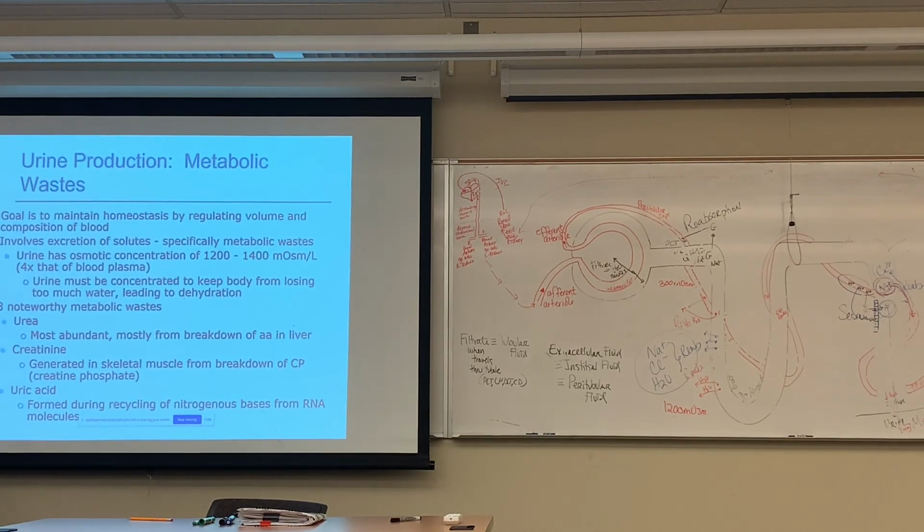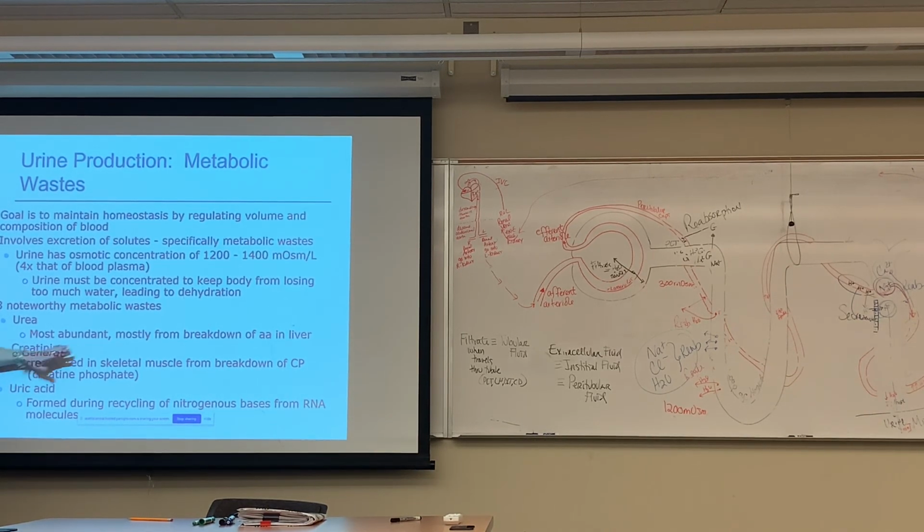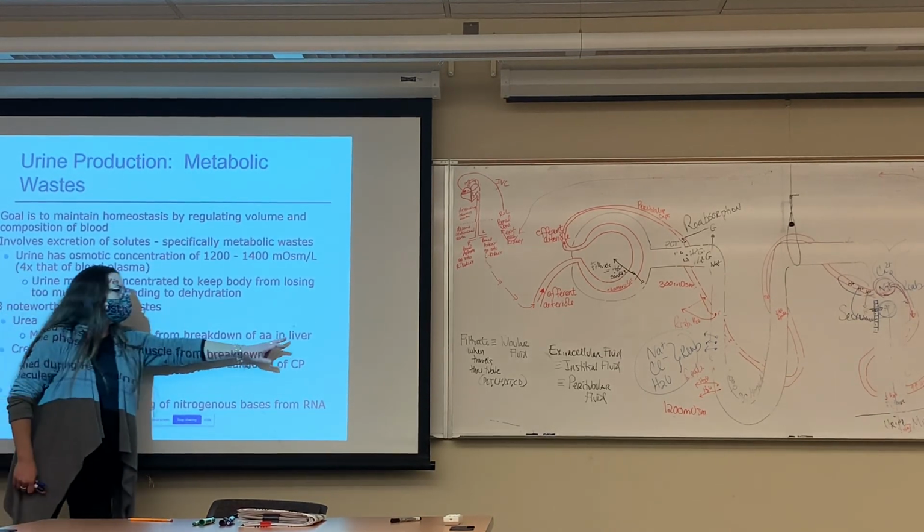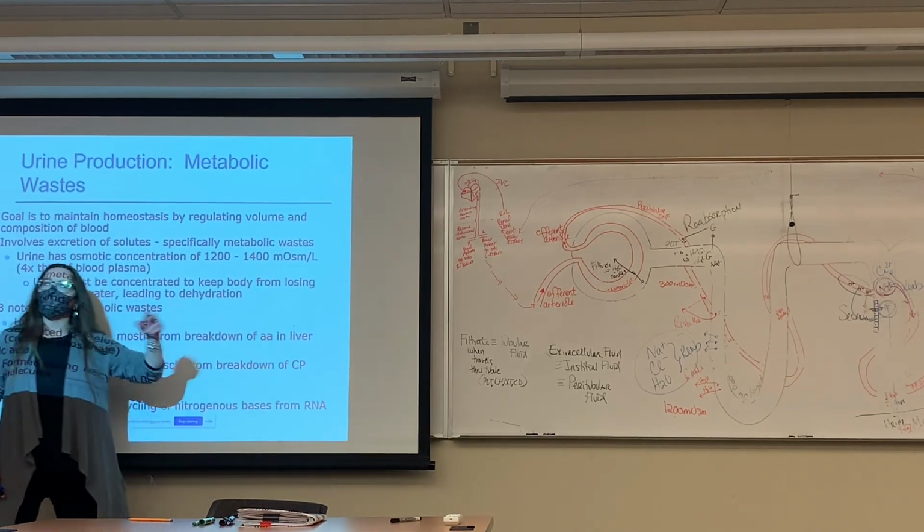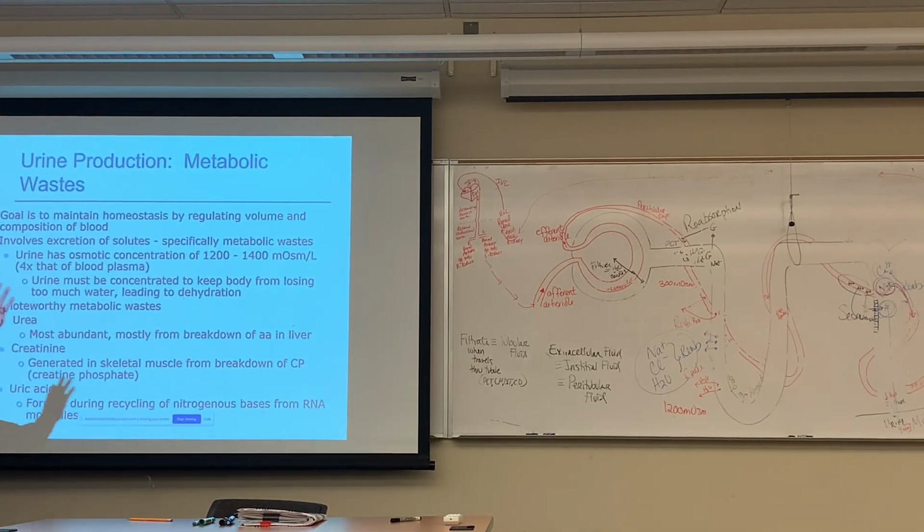3 major metabolic wastes I want you guys to know. Urea, this will be your most abundant one. This you get mostly from your liver taking amino acids and turning them into other things. When you break down amino acids, and the liver is very good at that, you have to take off, well, we won't get into the metabolism of it, but urea is a waste product that you form. We'll just leave it at that.